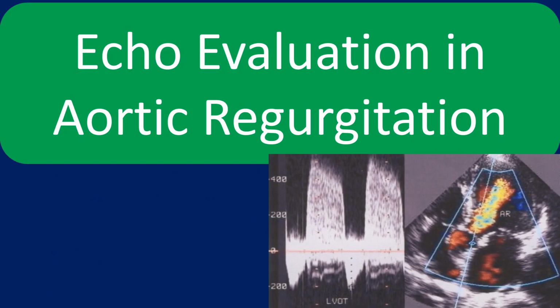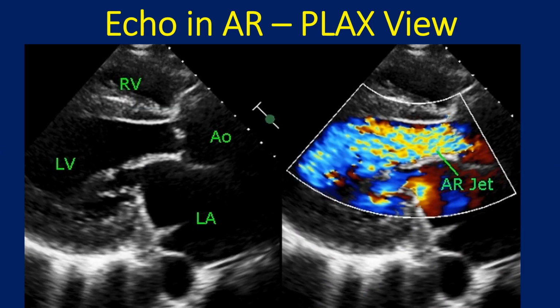Discussion on echocardiographic evaluation of aortic regurgitation demonstrated through multiple images. Echocardiogram in parasternal long axis view shows dilated left ventricle, left atrium, aorta and a small portion of the right ventricle, which is usually the outflow region. Mitral valve leaflets seen in open position between the left ventricle and the left atrium are thickened.